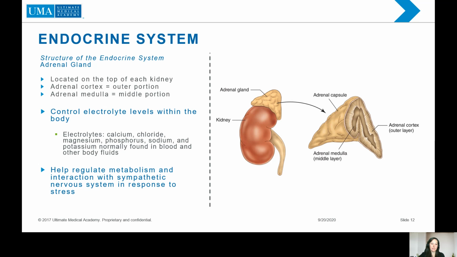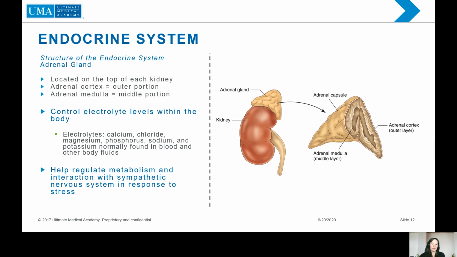So, the adrenal gland. The adrenal gland is also part of the endocrine system. And the adrenal gland is located at the top of each kidney. There is an adrenal cortex, known as the outer portion, and an adrenal medulla, known as the middle portion. And this is going to control the electrolyte levels within the body. So, again, your adrenal gland is located at the top of each kidney, and then there's an outer portion and a middle portion.